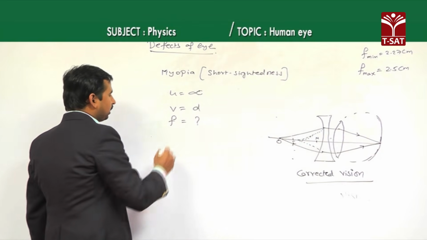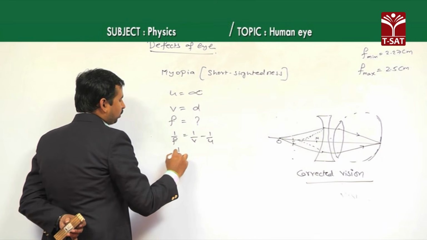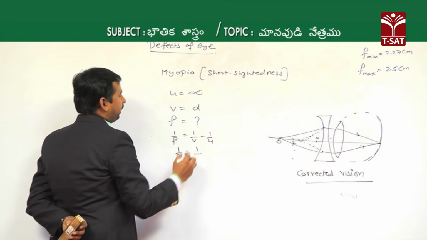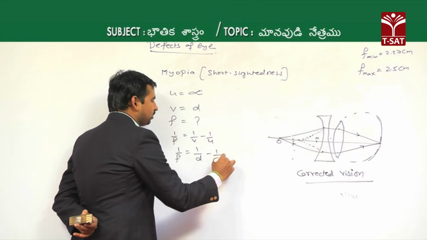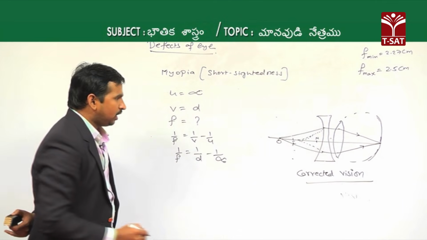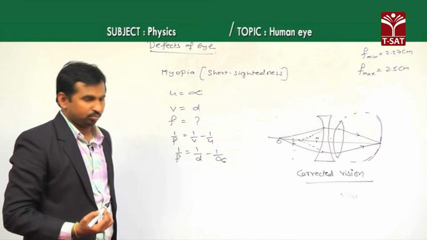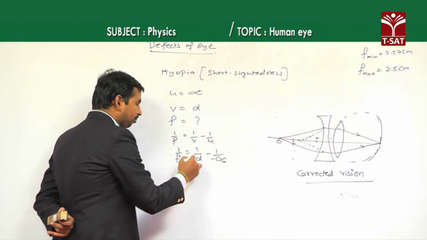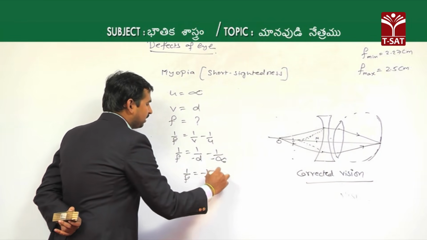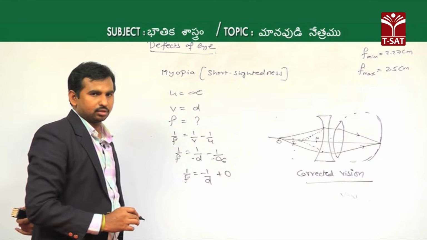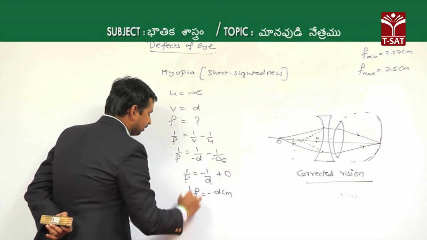Then we know that 1 by f is equal to 1 by v minus 1 by u, of which 1 by f is equal to, for the image distance, v is d, and minus, we are taking the object distance as infinite. If you see here, the object as well as the image are both forming on the same side only. So, that is why both will get minus. Then 1 by f is equal to minus 1 by d plus 1 by infinity, which is 0. Then f is equal to minus d centimeters.